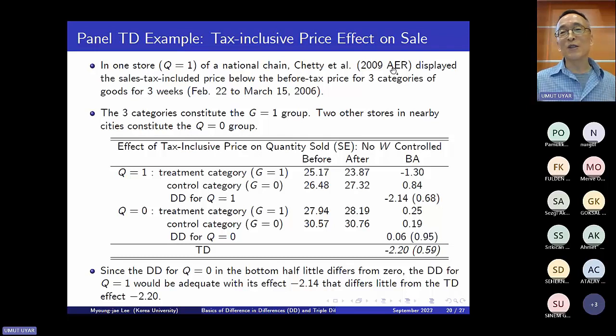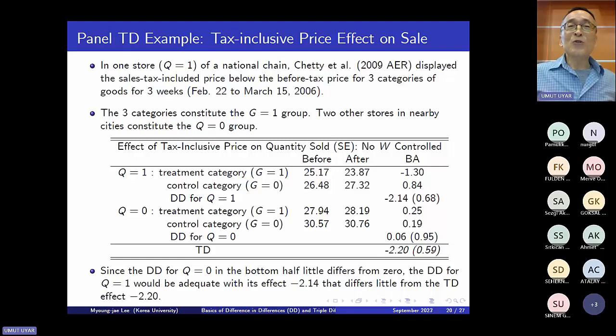So in this paper, AER 2009, they applied triple difference to find effects of including tax in the price tag or not. You see, if you go to a restaurant, sometimes the price in the menu includes tax, sometimes not. If not, you pay tax extra when you check out.